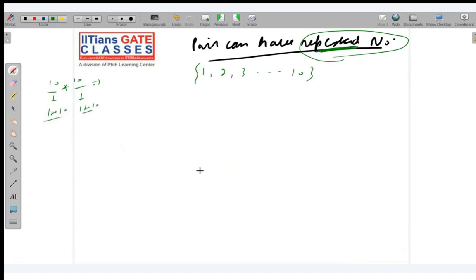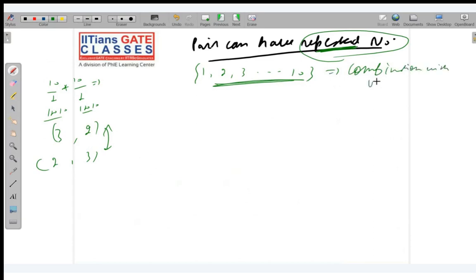But the biggest problem will be that you will take 3, 2 and 2, 3 as different. Order does not matter, because I am just picking the pairs. So clearly this is a combination with unlimited repetition. You can take 1 two times also, you can take 2 two times also, and so on.